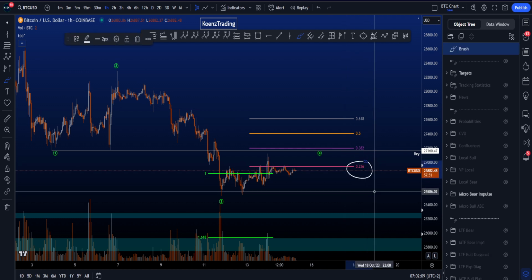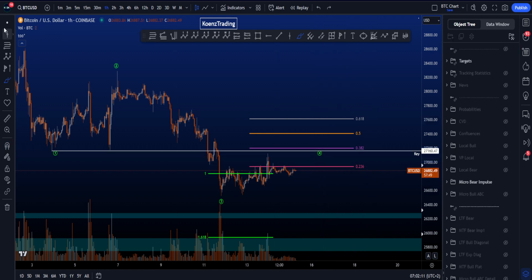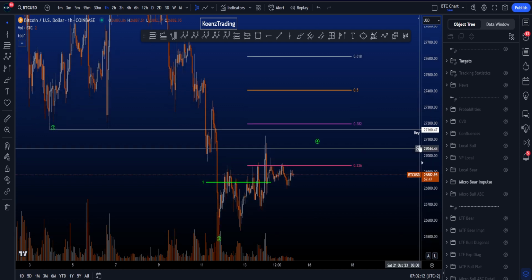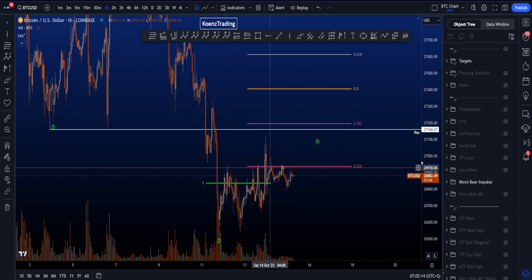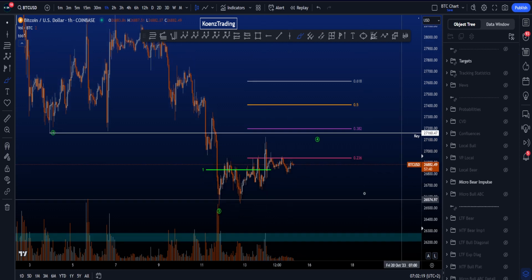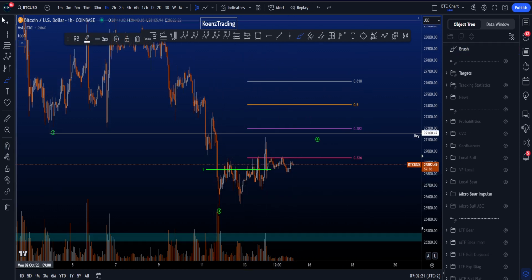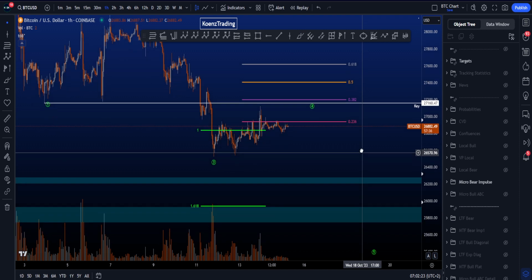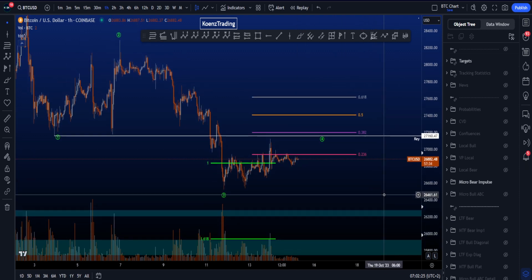Now the 0.236 is a target for a wave 4, so that is nice, and at the moment is quite well respected as well. If we look at the highs, the only high that went above was the news high over here, but since then it's been ranging again, and then we do expect another move towards the downside.